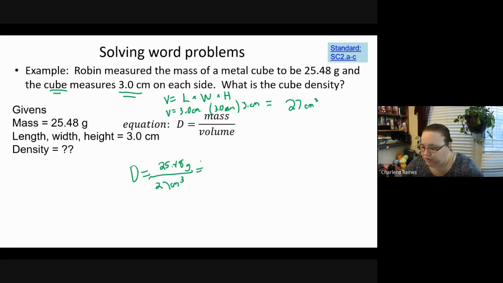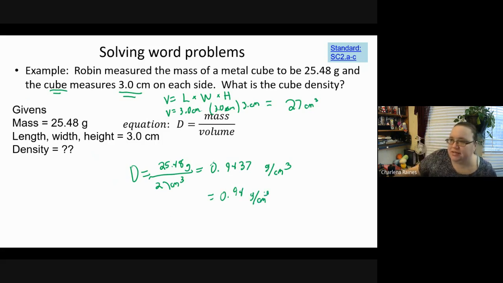Now, the thing I want y'all to realize in chemistry is you can end up with big numbers. You can end up with tiny numbers. The big number does not always go on top. Big number does not always go on bottom. Where the numbers go is determined by the units. So since I'm trying to find density, grams must go on top. So the density of this cube is 0.9437. Yes, I kept more than the original 2 numbers, but that's okay. Grams per centimeter cubed. So 0.94.